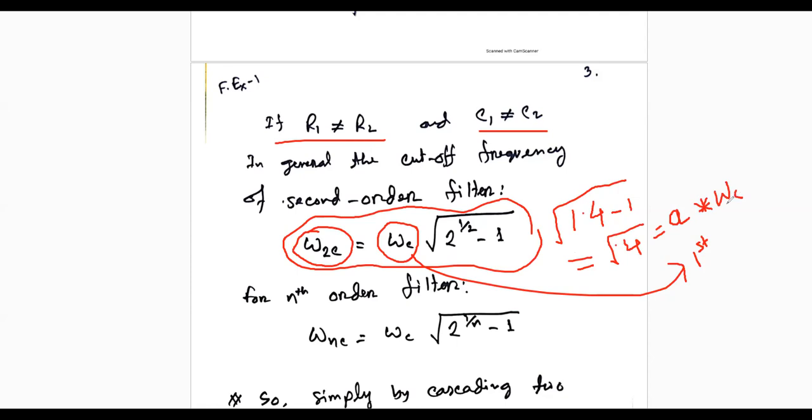So now the value, this multiplied with omega C, that is the shifting. Definitely this is less than 1. A is less than 1. So the cutoff frequency will be definitely shifted. If this is the cutoff frequency for the first order, then the cutoff frequency for the second order will be shifted to the left, because this is less than 1 multiplied with that one, that will shift it to the left. So your cutoff frequency is shifted.